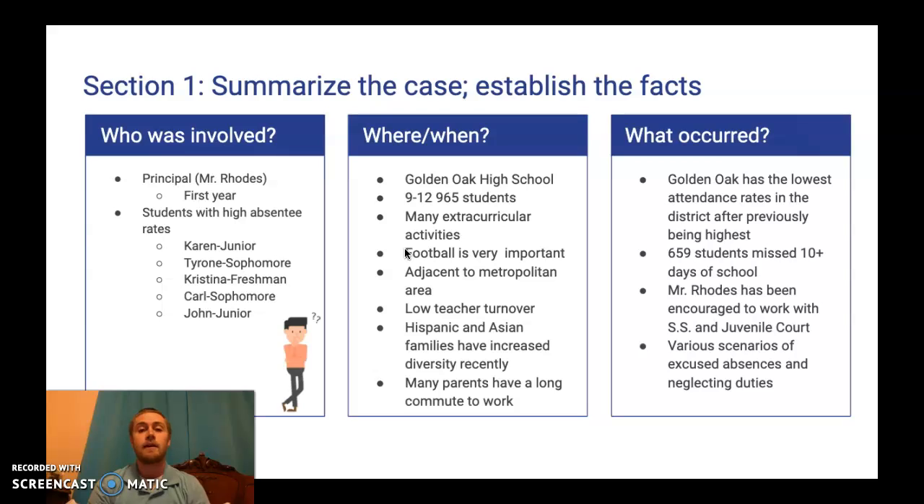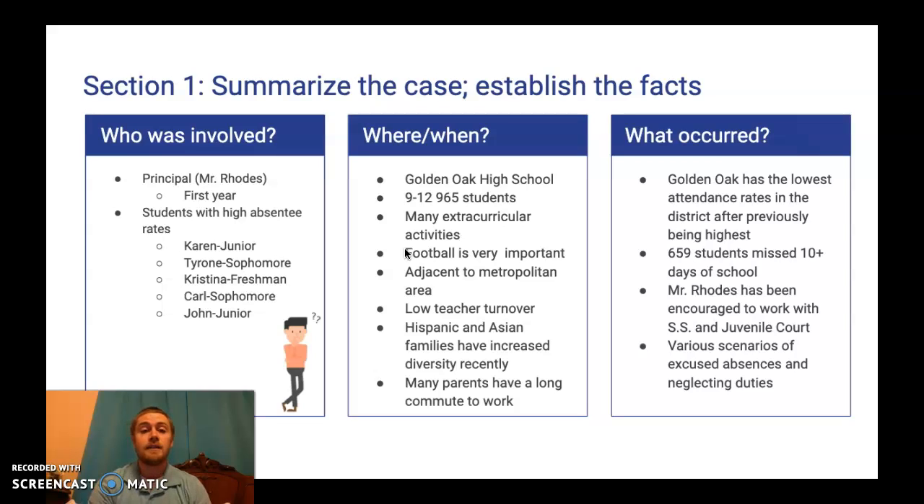So looking at who is involved, Mr. Rhodes, principal, myself, is a first-year principal. And the other main players of this scenario are the students with high absentee rates. So there were 5 that were looked at: Karen, Tyrone, Christina, Carl, and John.